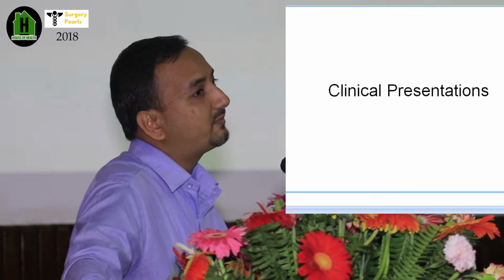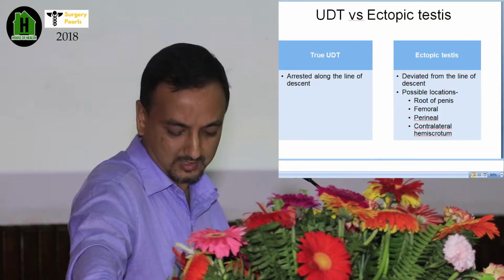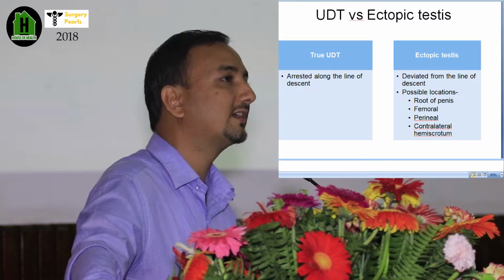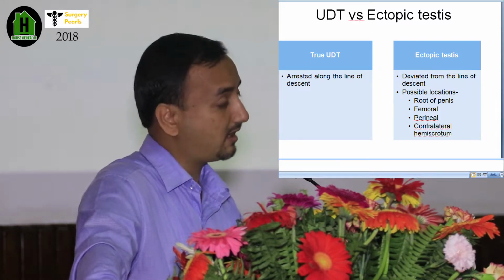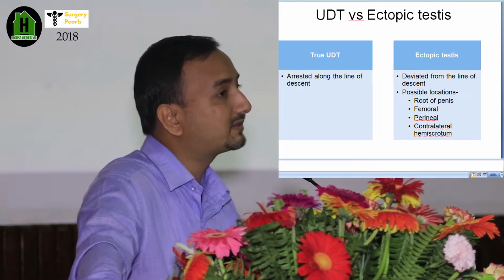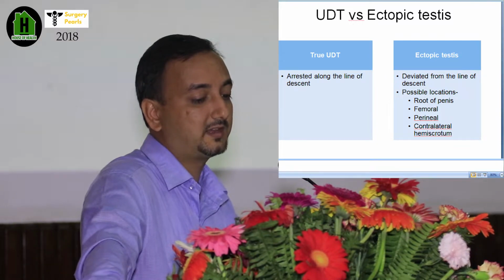So what are the clinical presentations of a cryptorchid testis? As you all know, the cryptorchid testis means there is absence of testis in the scrotum. That is the first clinical picture of a cryptorchid testis. But as I said, there are various types of it. Cryptorchid testis is not only undescended. There are several other varieties as well.